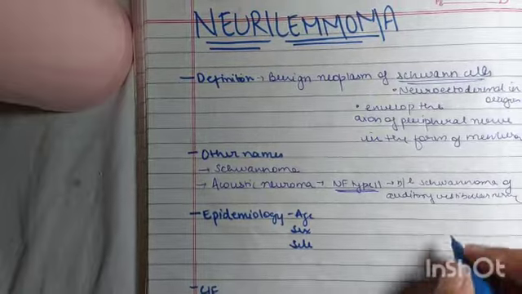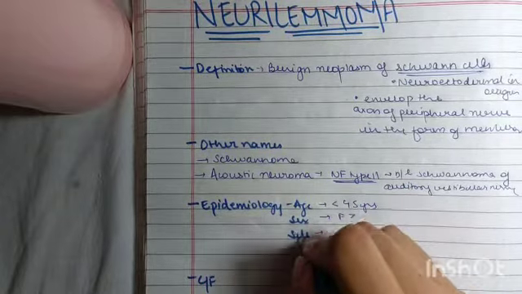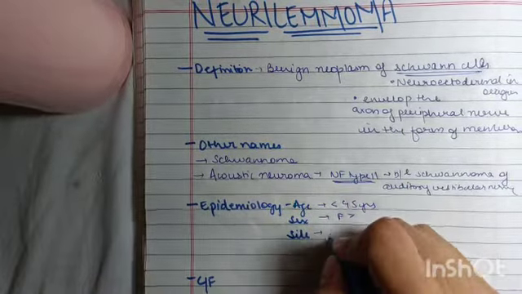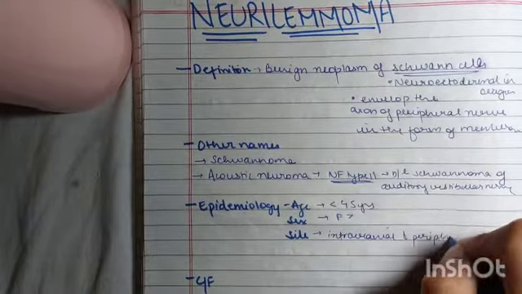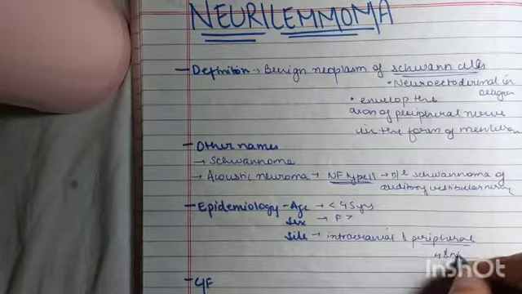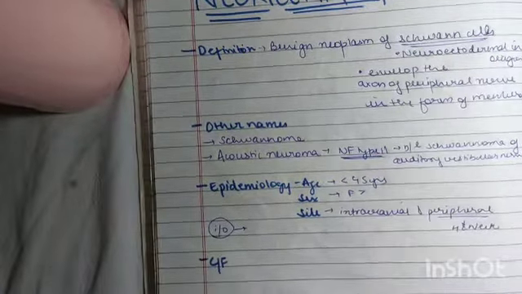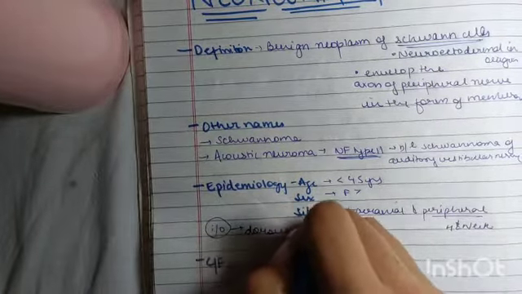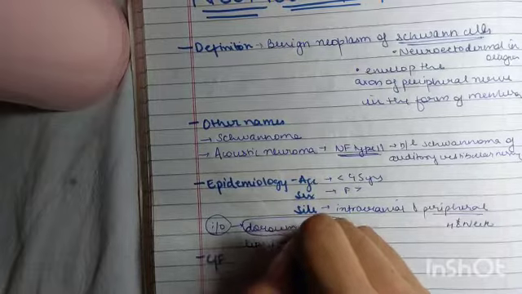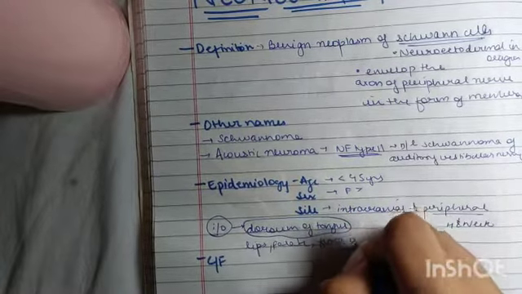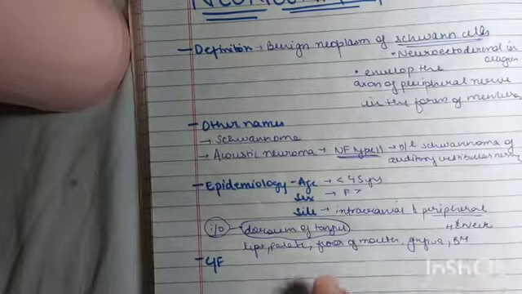Okay, now let's talk about the age. It usually occurs in less than 45 years of age, and it has a female predilection. Also, it occurs in relation to the intracranial and peripheral nerves. In peripheral nerves, the most common site is head and neck. In intraoral, you need to remember that the most common site is the dorsum of tongue, and after this they can occur on lips, palate, floor of mouth, gingiva, buccal mucosa.